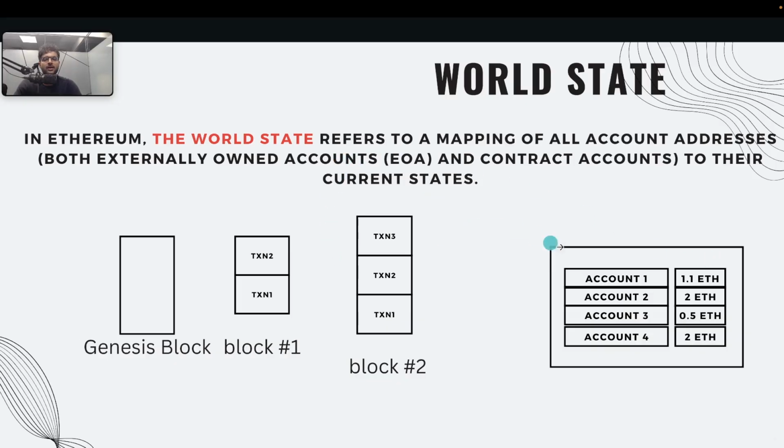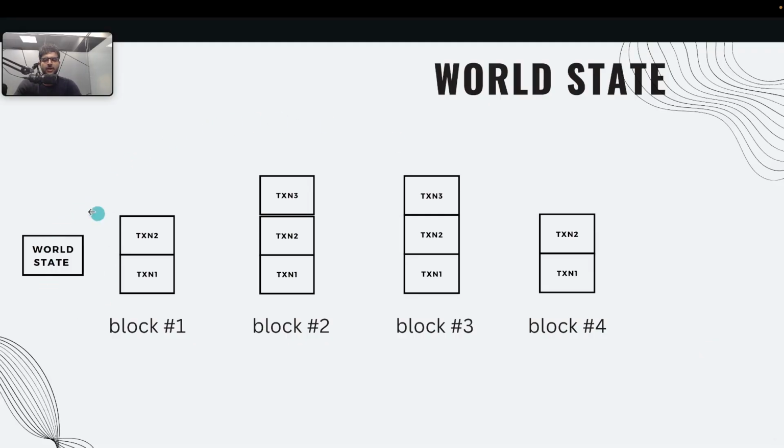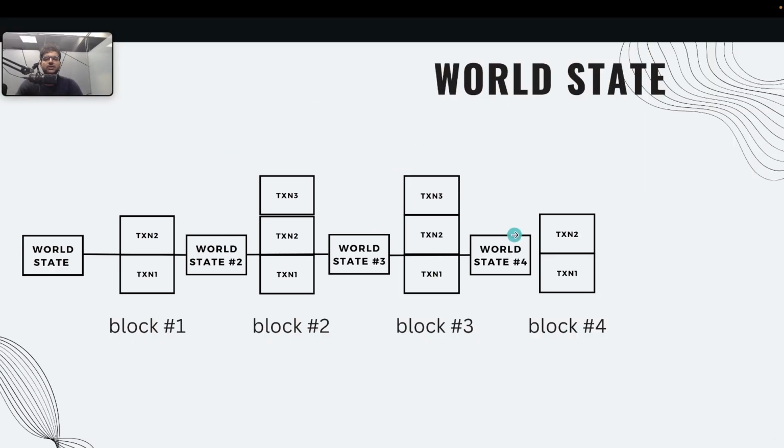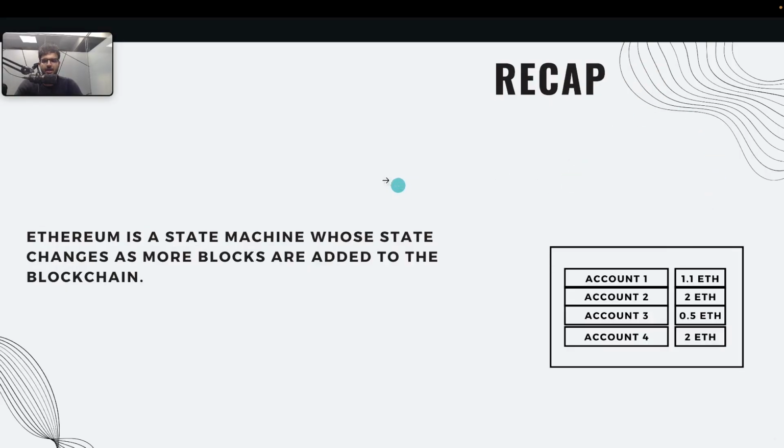After every block, this world state changes. The world state initially was empty. After block 1, some accounts got some money, some more accounts got some money, some more accounts got some money. And this is, let's say, the current world state. The world state, for now we are assuming, looks something like this. Account 1 has this much Ethereum, account 2 has this much Ethereum. And can we say based on this, Ethereum is a state machine whose state changes as more and more blocks are added to the blockchain.